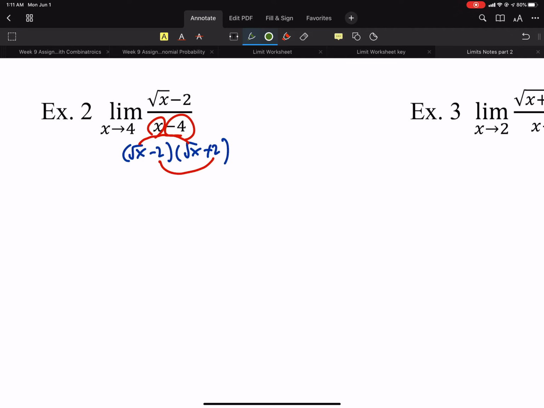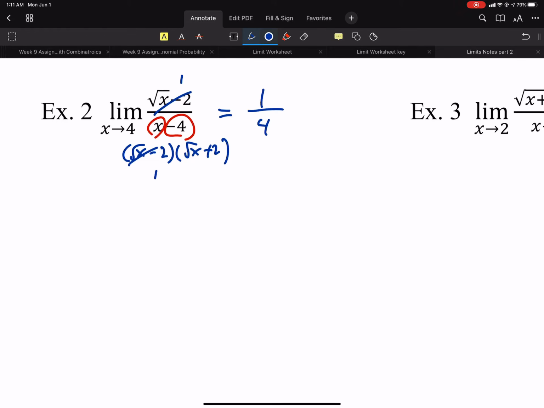Well, what is 2 times radical x? That's 2 radical x. What about these two? Negative 2 times radical x, that's minus 2 radical x. They're going to cancel out. So that is factored correctly. Now, these will cancel, and you quickly get your answer of 1/4. So that's another way you can do it. It's a factoring and canceling method.